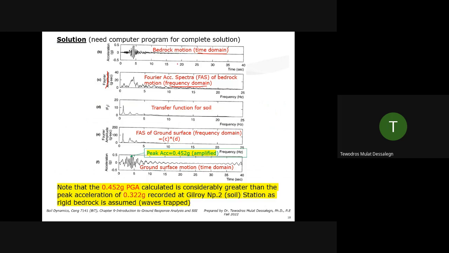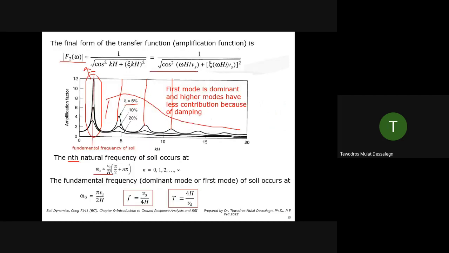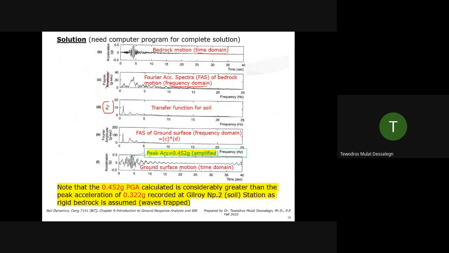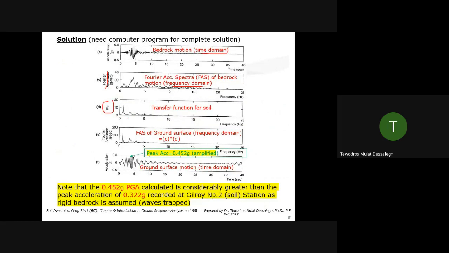Then what do you do? You multiply this, right? And you have a transfer function, F2. That's a plot of the transfer function. This is directly this equation. It's just plotted for that specific property of soil, because the soil properties are at these values. So it's plotted, you see it.